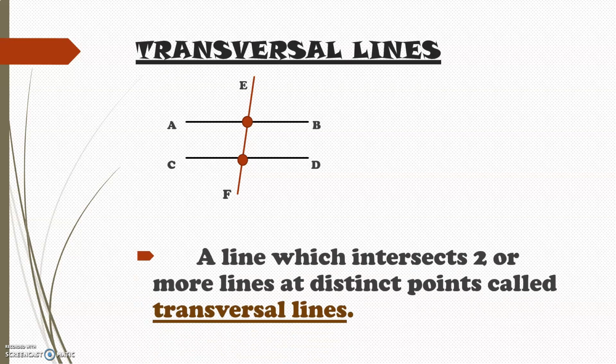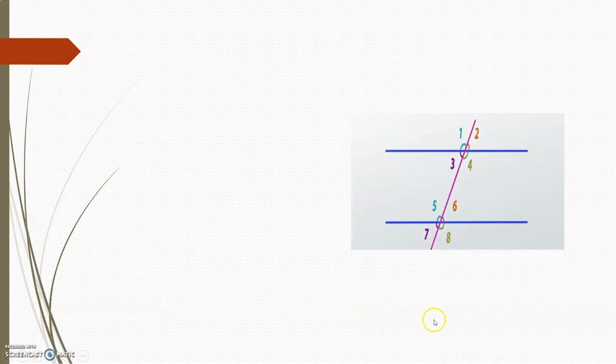So consider a line and two other lines which it intersects at two distinct points. A line which intersects two or more lines at distinct points is called a transversal line. And here is the image where I have marked the angles as 1, 2, 3, 4 and 5, 6, 7, 8.